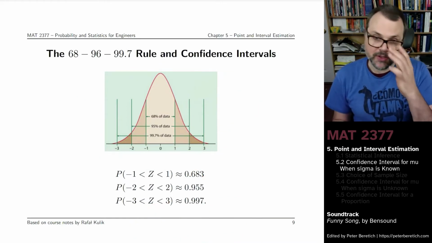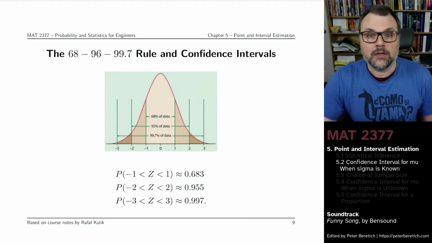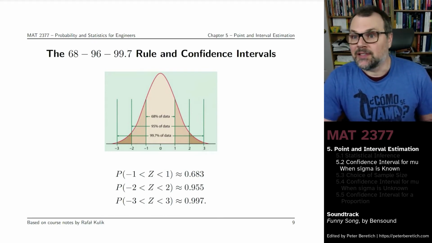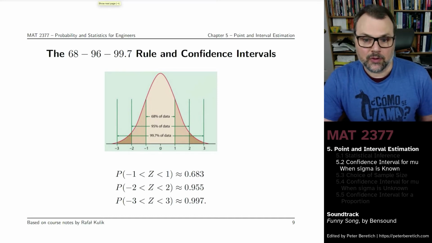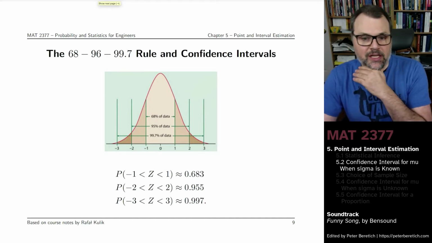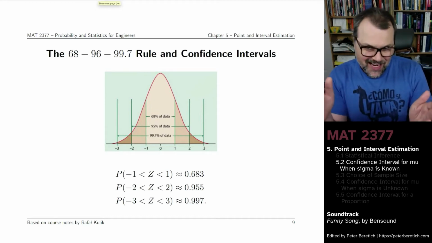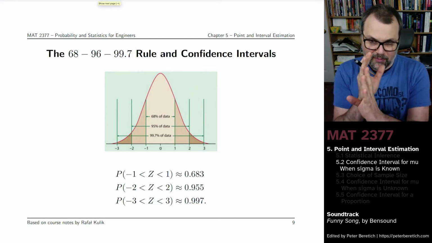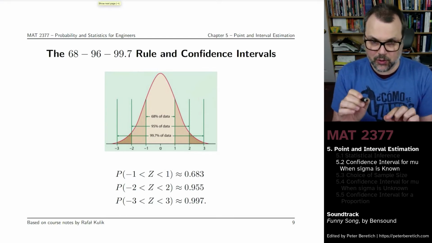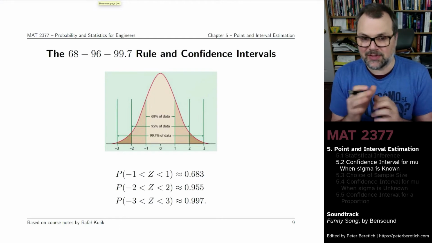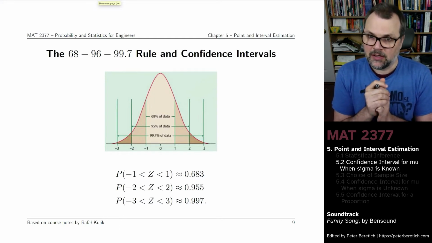Just a reminder, because it's been a while since we computed probabilities as areas underneath the standard normal. So this is sort of interesting. If you go one standard deviation away from the mean of a standard normal, you contain about 68.3% of the observations.